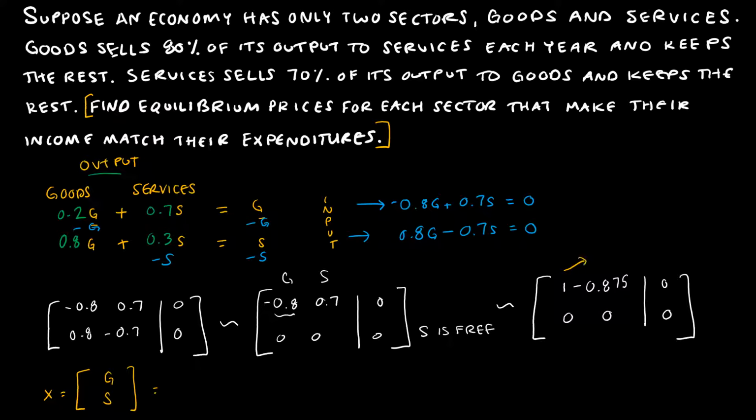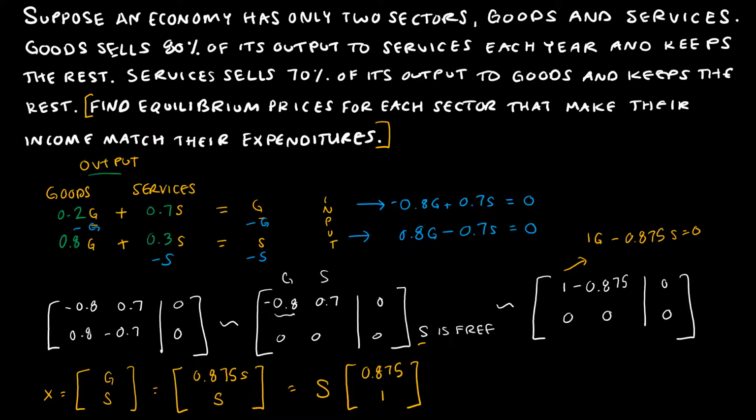And so this equation is 1G minus 0.875S is equal to 0, and of course that means I'm going to write 1G as 0.875S. We already said that S is free, so that just makes S equal to S. And so if I'm looking for a solution here, remember I can just take the S out of this, and that gives me 0.875, 1. If I wanted to write that again in the parametric form, that's exactly how I would write it.